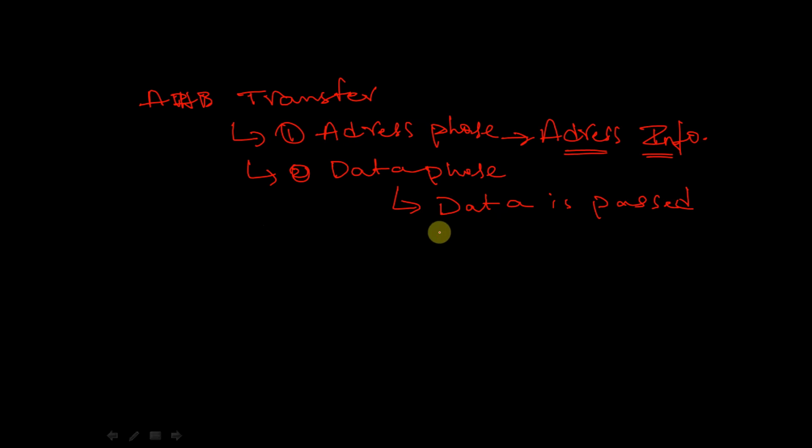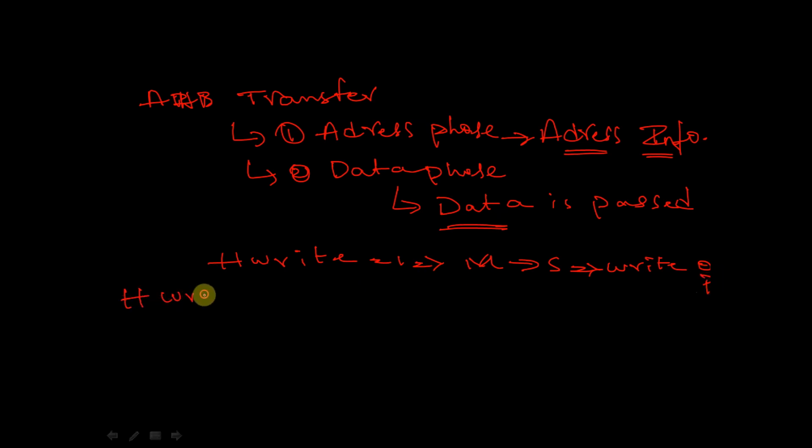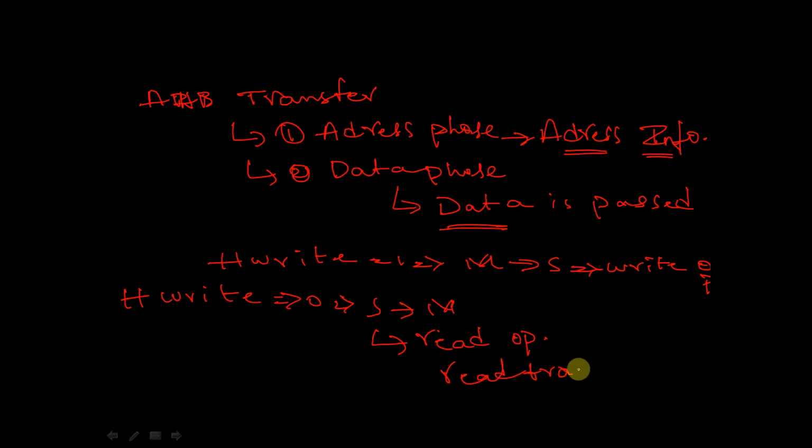The direction of data is decided by the HWRITE signal. When HWRITE is equal to 1, the data is transferred from master to slave, and this operation is called a write operation. When HWRITE is equal to 0, the data is transferred from slave to master, and this operation is called a read operation, or a read transfer.